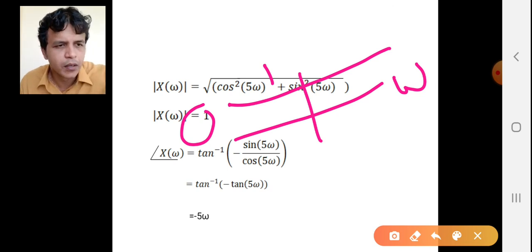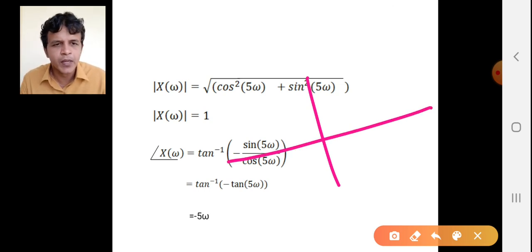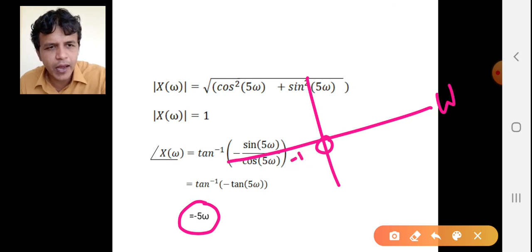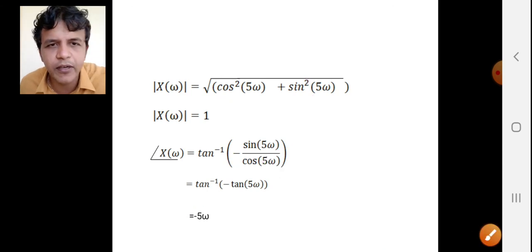Now when we speak about phase, when we plot the phase response of the impulse signal, at omega equal to 0, the angle is 0. Here along the x-axis we have omega. At omega equal to minus 1, we have the angle as minus 5 into minus 1, that is 5. For omega equal to minus 2, the angle is minus 5 into minus 2, that is 10. Similarly, at omega equal to 1, the angle is minus 5 into 1, that is minus 5. For omega equal to 2, the angle is minus 10. So we get the phase like this. I have not connected the dots exactly, but they should be connected, and it is a kind of ramp signal. It represents the shape of a ramp signal.